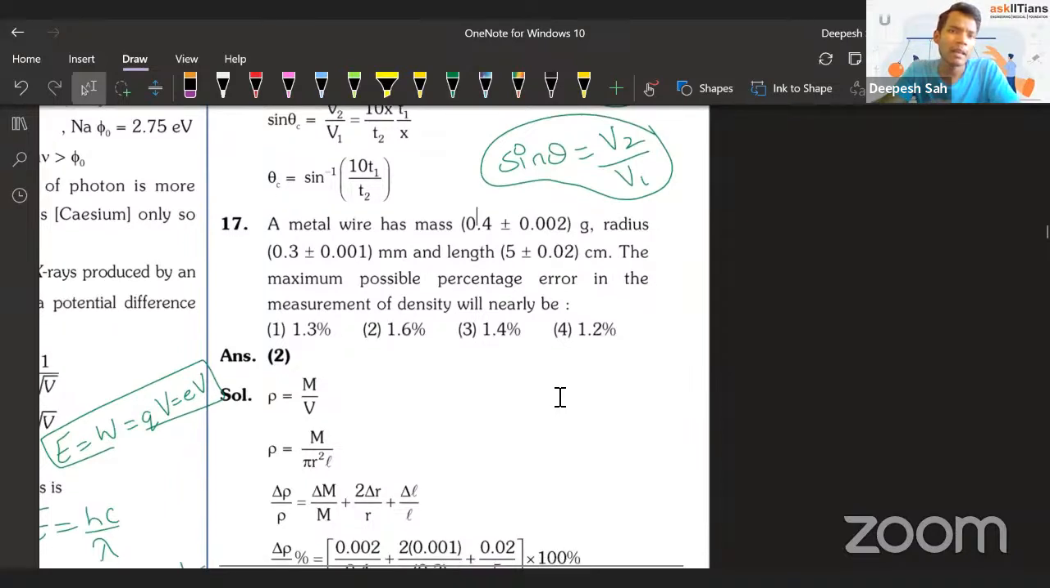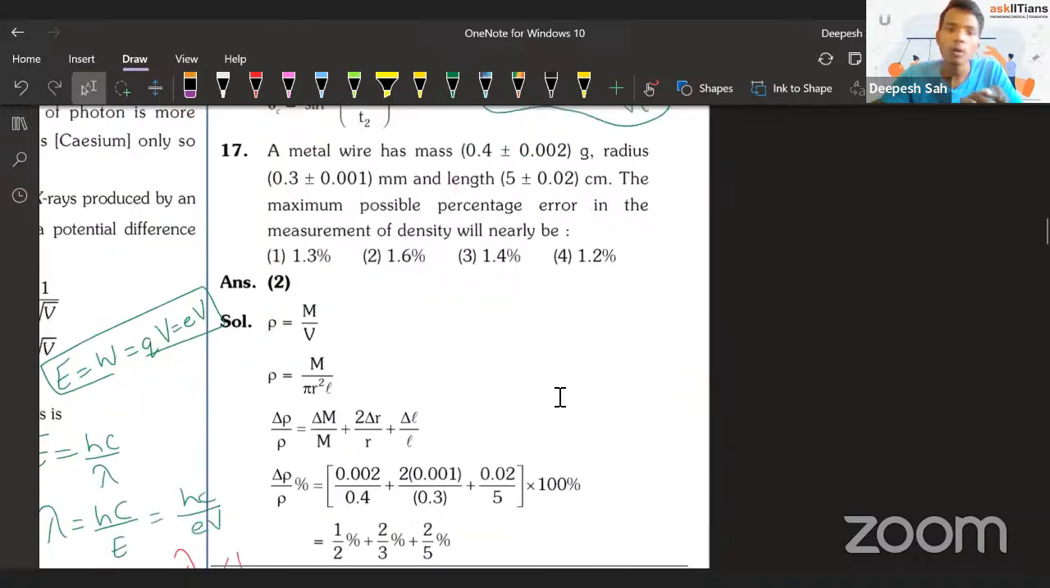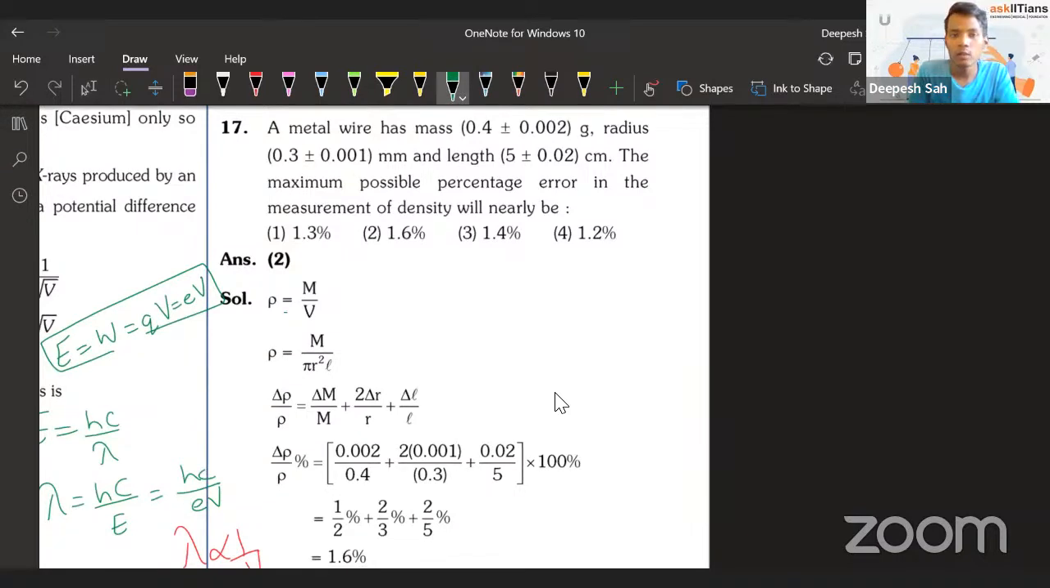Next, a metal wire has a mass of 0.4 plus minus 0.002, which is the error. We have an error in the measurement of mass, radius, and length. The maximum possible percentage error in the measurement of the density will be nearly. What is the formula for density? It is equal to mass per unit volume. Volume can be written as pi r square h. The volume of a cylinder is pi r square h, where the length is given as L. So whenever you have something like this, we can convert it into this. If you know it, well and good.